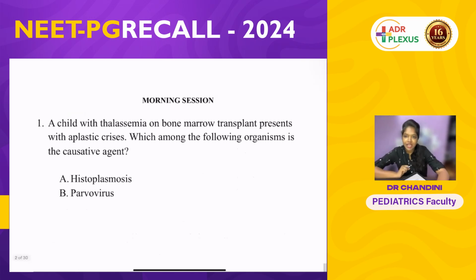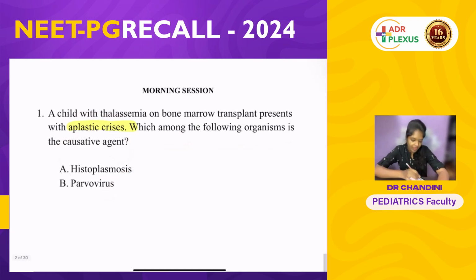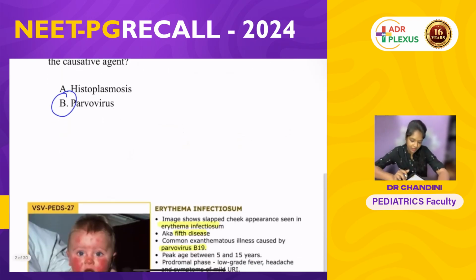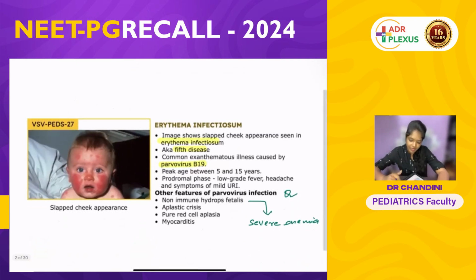A child with thalassemia who was on bone marrow transplant presents with aplastic crisis. Which among the following organisms is the causative organism? The options were histoplasmosis, parvovirus and others. As we see here, aplastic crisis, we all know the answer is going to be parvovirus. Aplastic crisis is seen in parvovirus. Multiple times we have studied this.